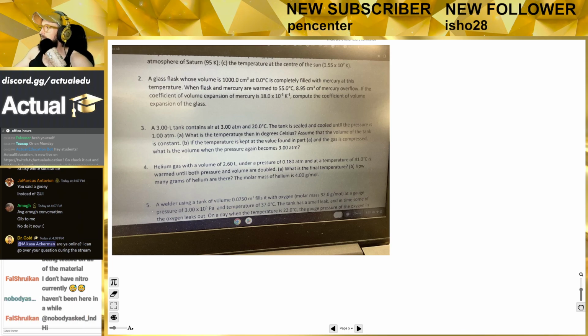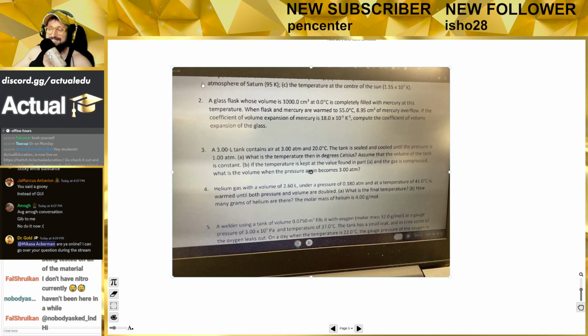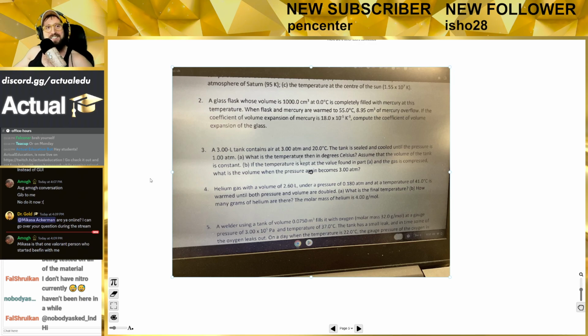A glass flask whose volume is 1,000 cubic centimeters. Yes. How much meth can you make? Jesse, we gotta cook. Jesse, wake up. You sound more like Batman.